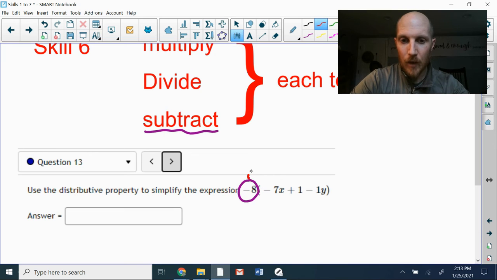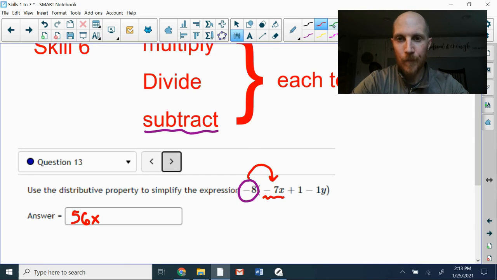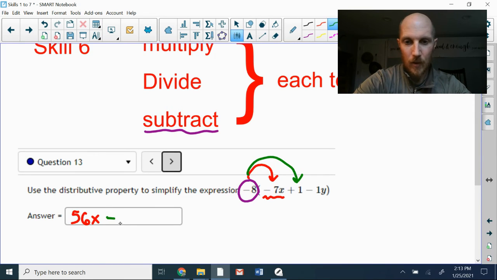So I'm going to take that negative 8 and multiply it onto each of these terms. I'll multiply it onto the negative 7x. I'll underline that. So negative 8 times negative 7x, those will have the same sign, so it'll be a positive. 8 times 7 is 56, and there's an x, so I'm going to keep the x as part of this term. Next, I take that negative 8 and multiply it onto the 1. Those have opposite signs, so my answer will be negative. 8 times 1 is 8, so this will be a minus 8.